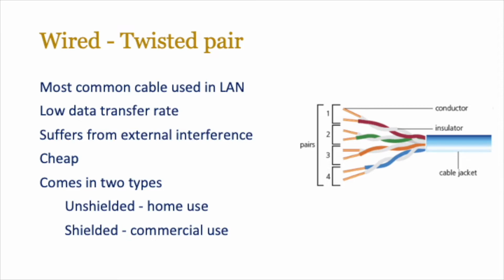Now the cable itself has 4 pairs of twisted wire. The metal part is obviously the conductor, and you've got an insulator that protects it, and then there's a cable jacket outside it which is covering the whole sets of wires so they don't come loose.